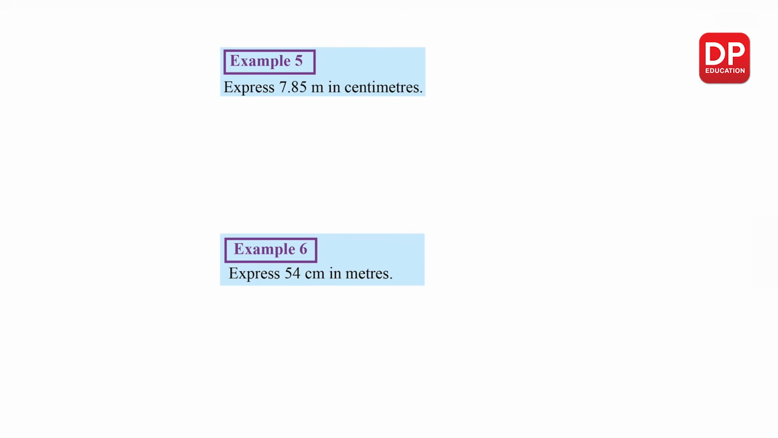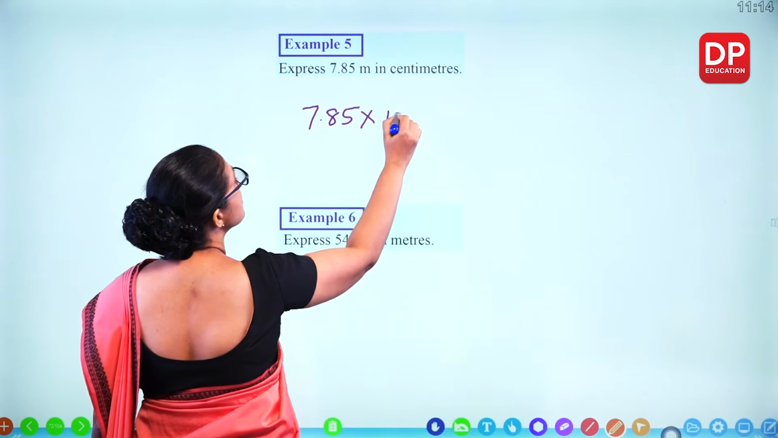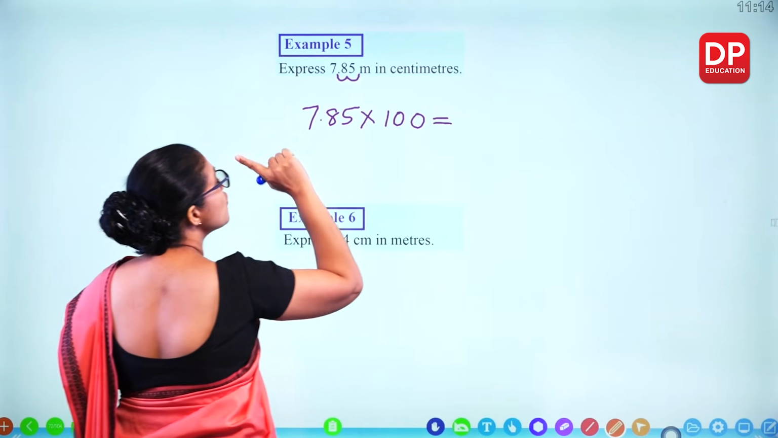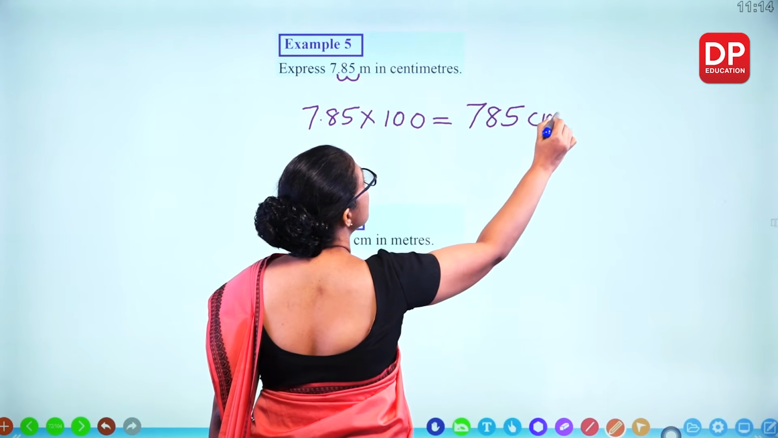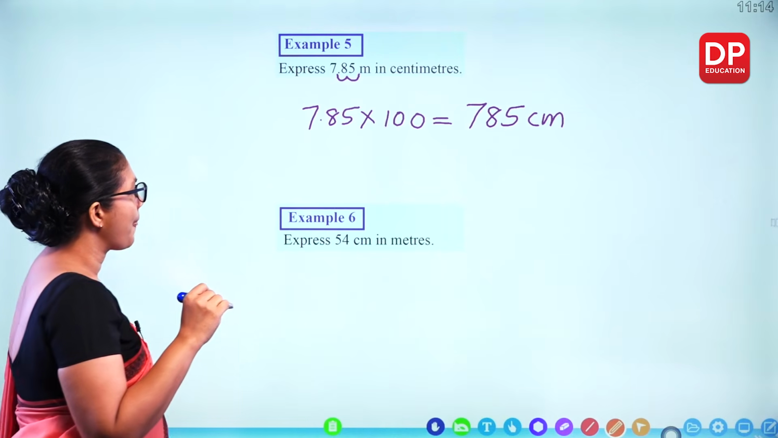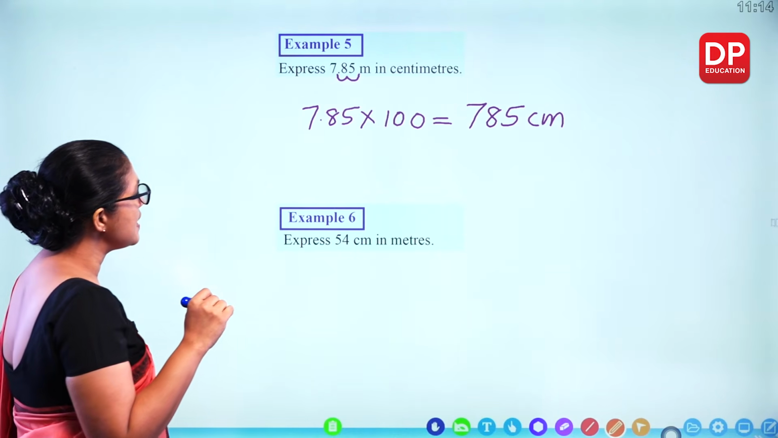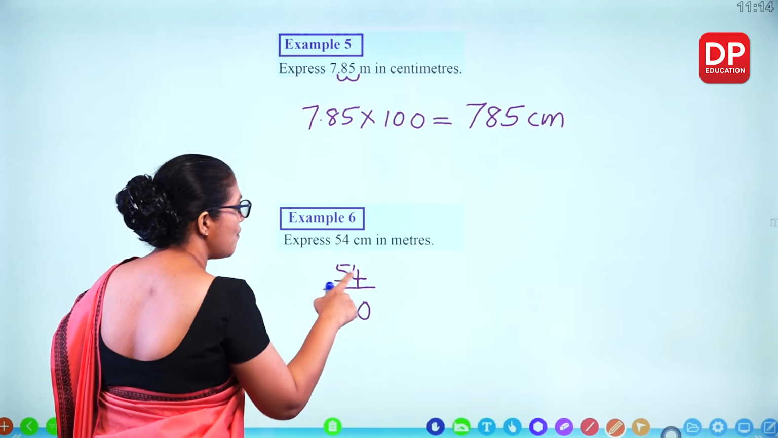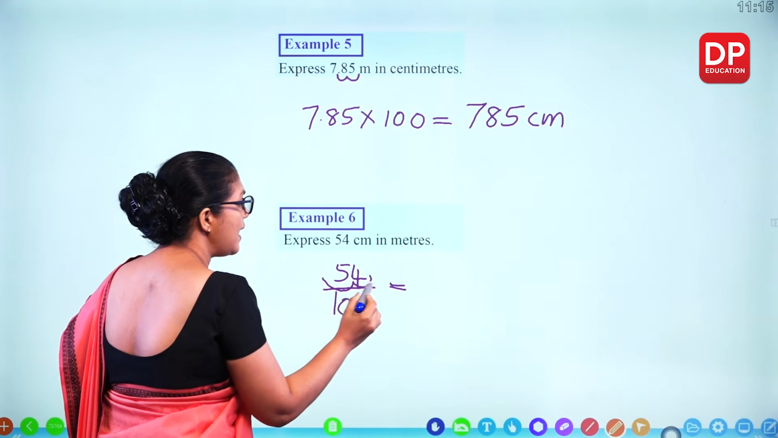Example number 5. Express 7.85 meters in centimeters. Multiply by 100. When you multiply by 100, move the decimal place 2 places to the right. 785 centimeters. Example 6. Express 54 centimeters in meters. So what you do? You have to divide by 100. When you are dividing by 100, move the decimal place 2 places to the left.